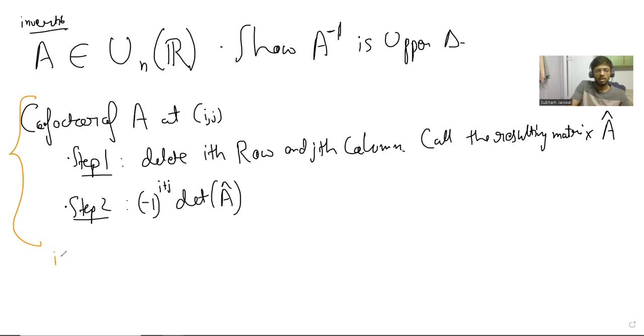Yeah, you're saying that if i is bigger than j, then the cofactor is zero. Okay, so then you're saying if i is less than j, then for this matrix, for an upper triangular matrix, the determinant of A cap is equal to zero. There should be a nice reason why this is true.